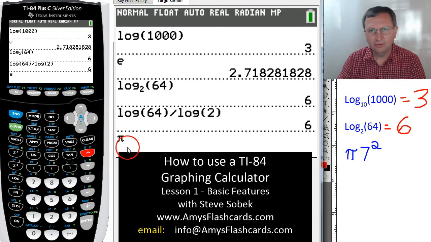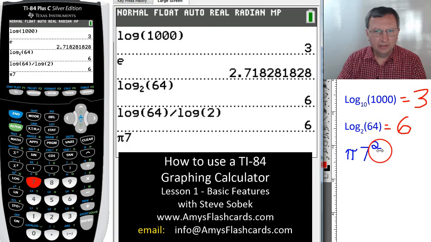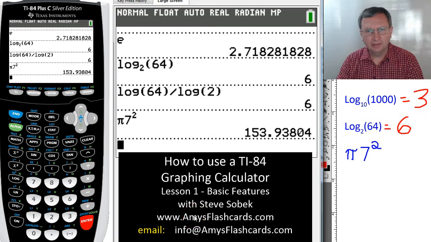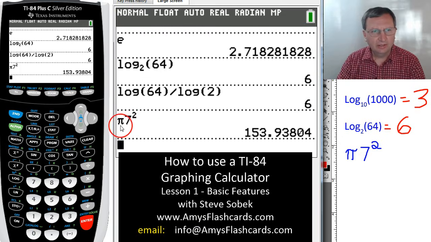3.141592654. And then we can hit 7 squared, right here, and then hit the enter key, giving us the answer. Notice that I'm using implicit multiplication. I could have used the multiplication key, but it's not necessary.